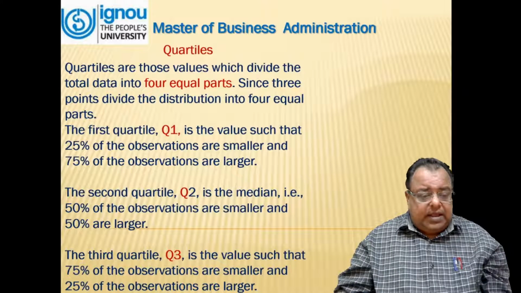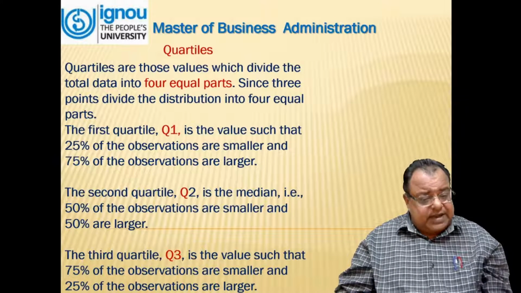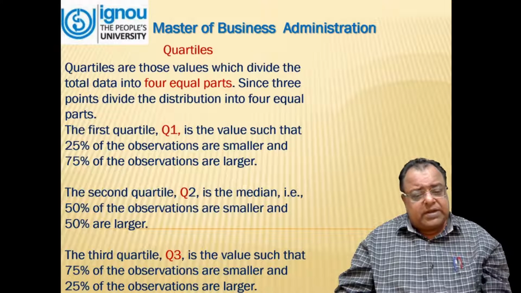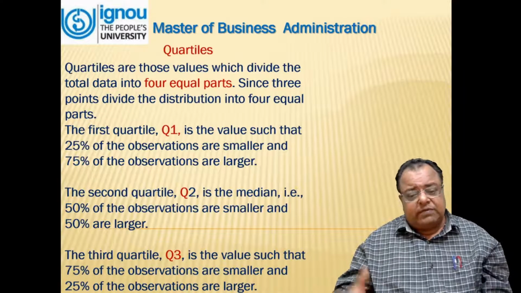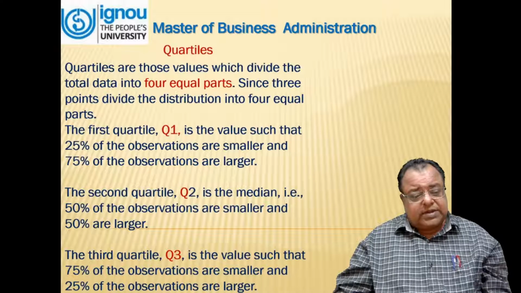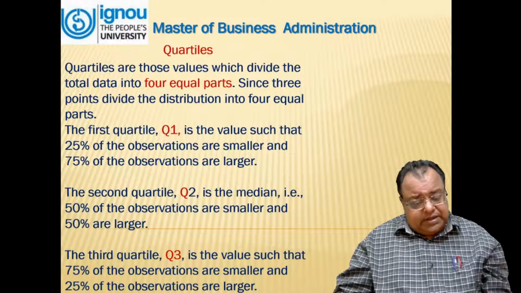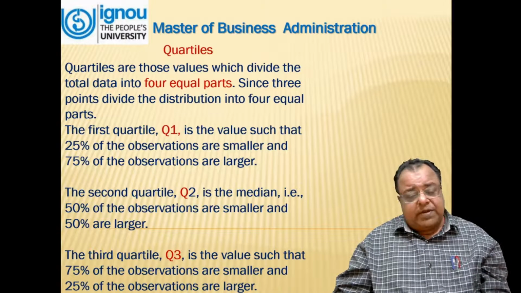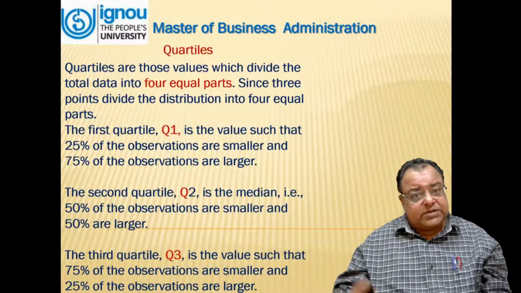larger. In quartile 2, that is the second quartile, which is also known as the median, 50% of the observations are smaller and 50% of the observations are larger. Then comes quartile 3, that is Q3. In this, the values are such that 75% of the observations are smaller and 25% of the observations are larger.